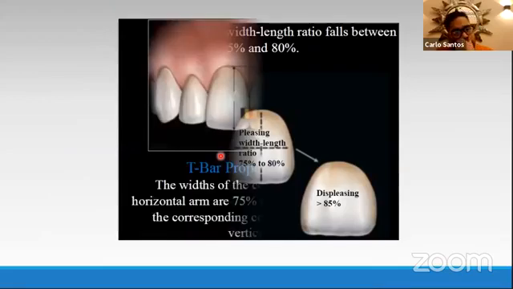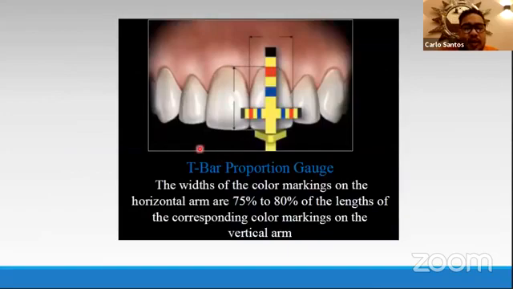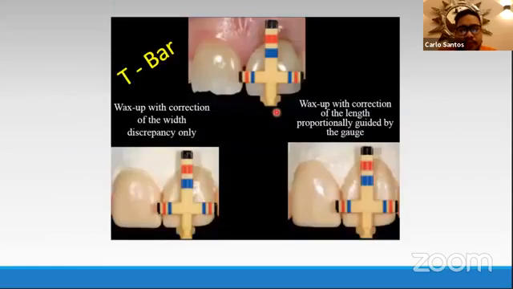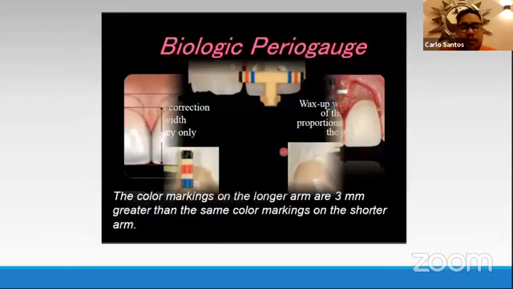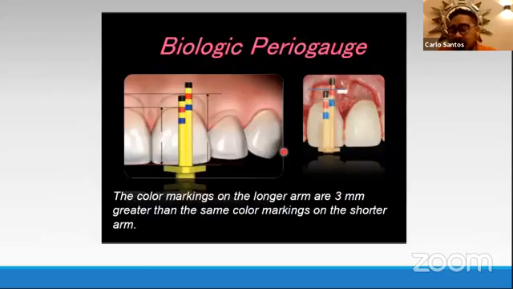Okay? So again, where the vertical line lies, the horizontal line should touch that for it to be in proportion. So it's called a proportion gauge. Then the biologic perio gauge: this is to preserve your biologic width.